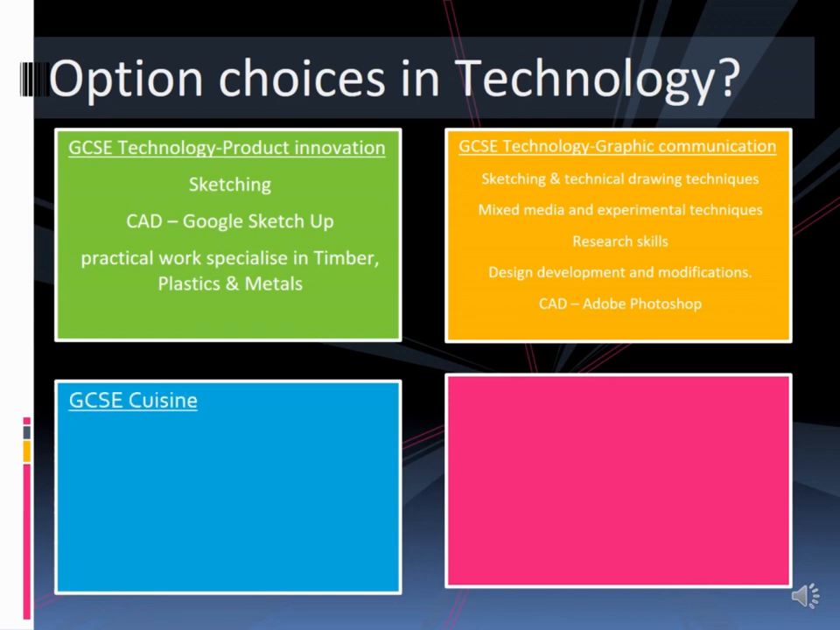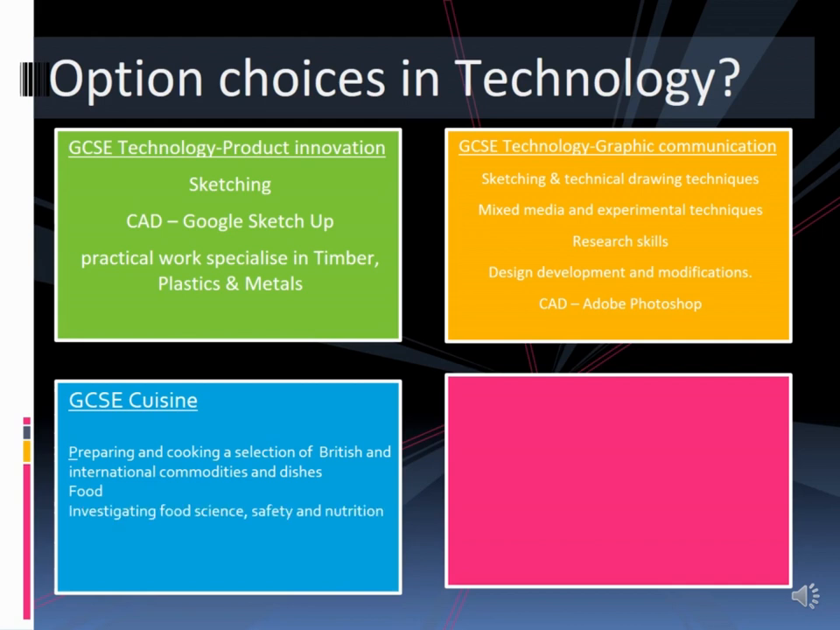We've then got cuisine. In cuisine, we look at preparing and cooking a selection of British and international commodities, which mean ingredients. We look at different dishes. We also look at the science behind different ingredients, so food science. Obviously, we look at food safety, nutrition. We look at where foods come from, how they're grown, environmental issues that link to the foods, and packaging.